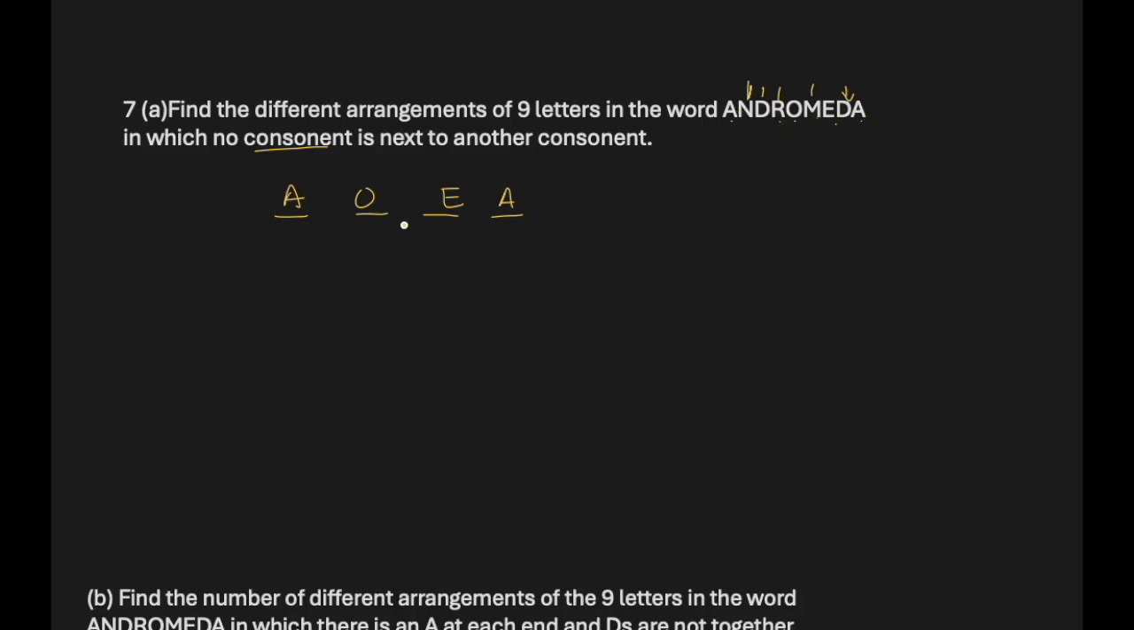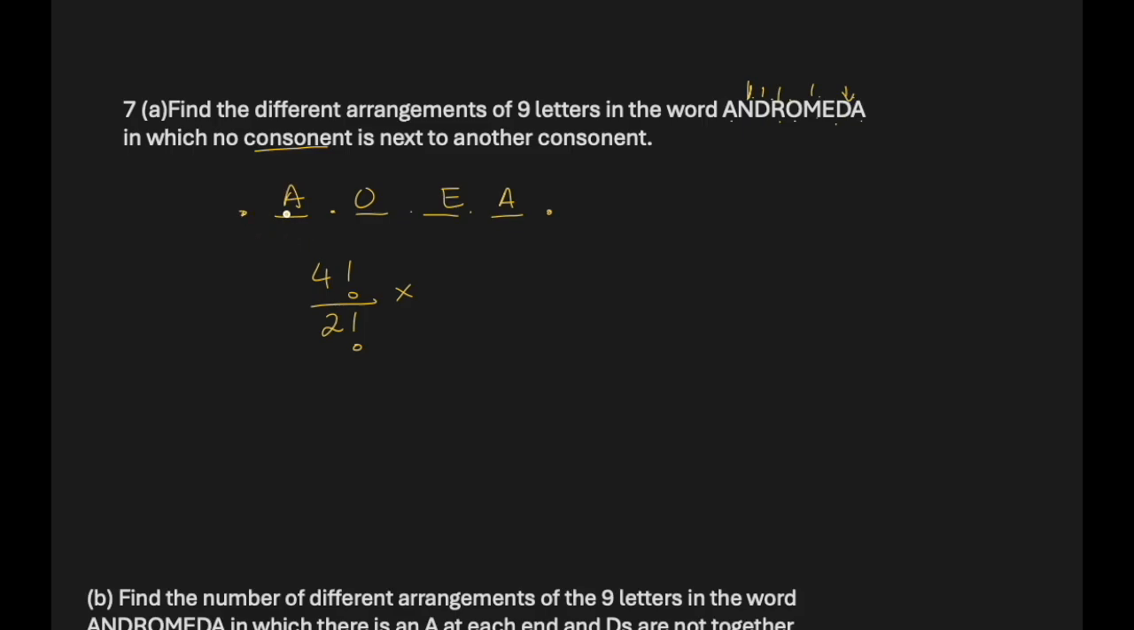E, A. Okay. So 4 factorial ways they can be arranged, correct? These A, O. But A and A are exactly the same. That means we have to divide by 2 factorial. Now, there are how many places? 1, 2, 3, 4, and 5.